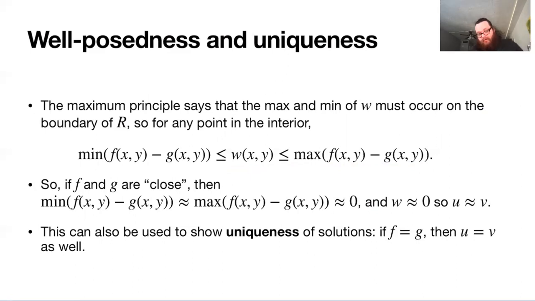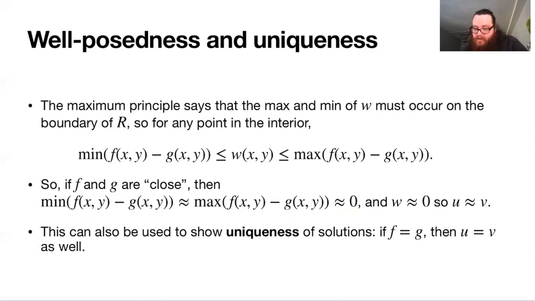Cool. And so here, sure, if F and G are close, meaning that their pointwise difference is small, then the minimum of this difference, which is small, and the maximum of this difference, which again is small, are all going to be approximately 0, again if F and G are close, meaning that their pointwise difference is small.